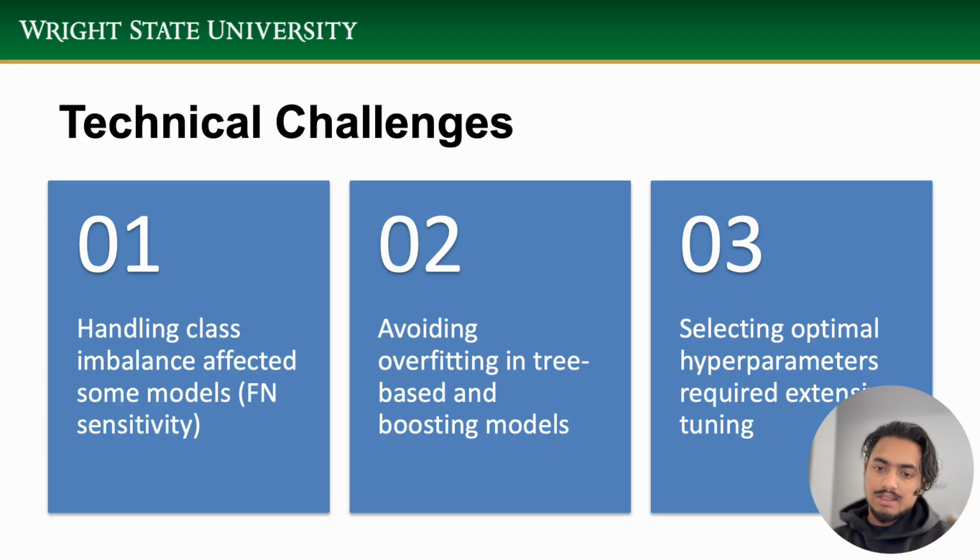In addition to these insights, we also faced a few technical challenges. First, managing class imbalance was important because it affected false negatives. Second, some models, especially tree-based ensemble models, tended to overfit, so we had to tune them carefully. Finally, identifying optimal hyperparameters required considerable experimentation.